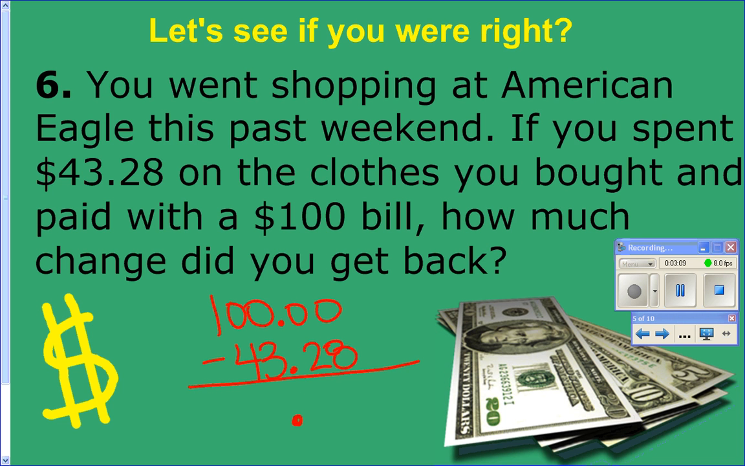Bring your decimals straight down. You have to borrow all the way from the 1. Borrow. 10 minus 8 is 2. 9 minus 2 is 7. 9 minus 3 is 6. 9 minus 4 is 5. So the change that you would get back for this problem is $56.72. Remember, when you're adding and subtracting decimals, you line up the decimals.